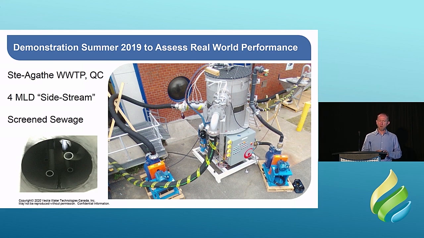And then the other pump on the right-hand side, that's the grit extraction pump. So that's the thing doing the intermittent removal of the grit, pumping it over to the grit classifier that you can see on the top right of the photograph. We were treating about 4 million litres a day of screened sewage through the demonstration. So, reasonably representative piece of work.